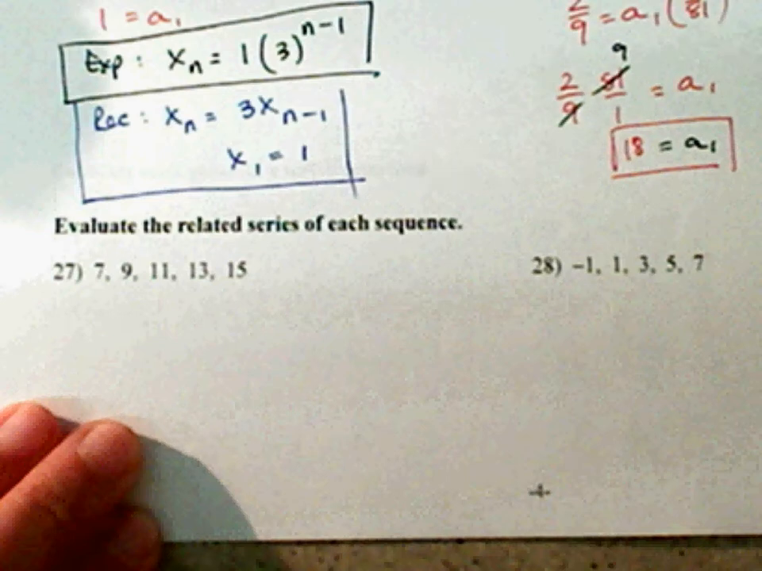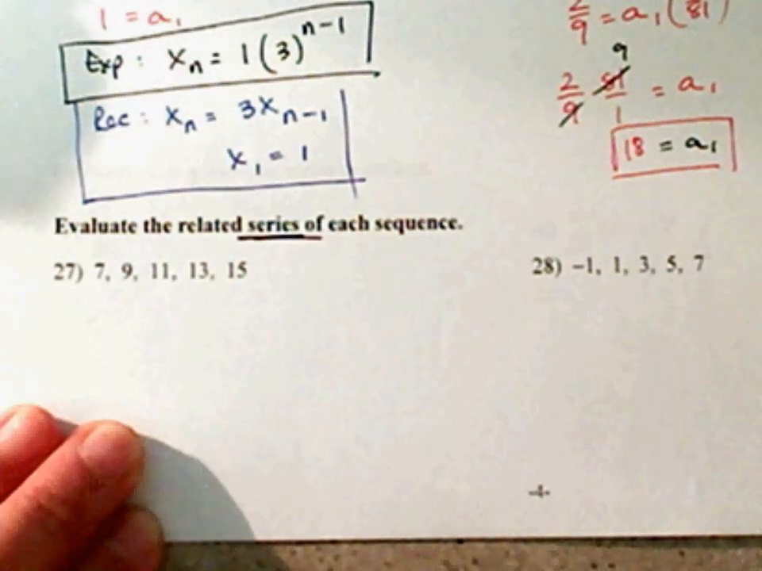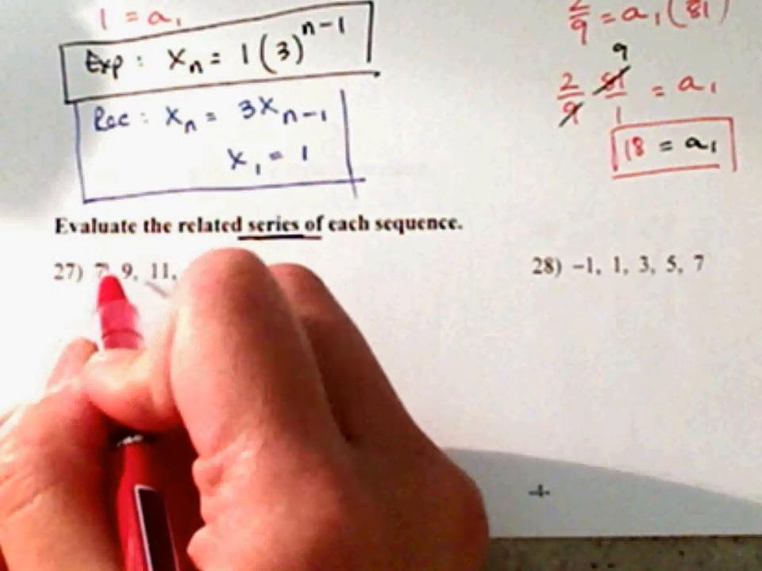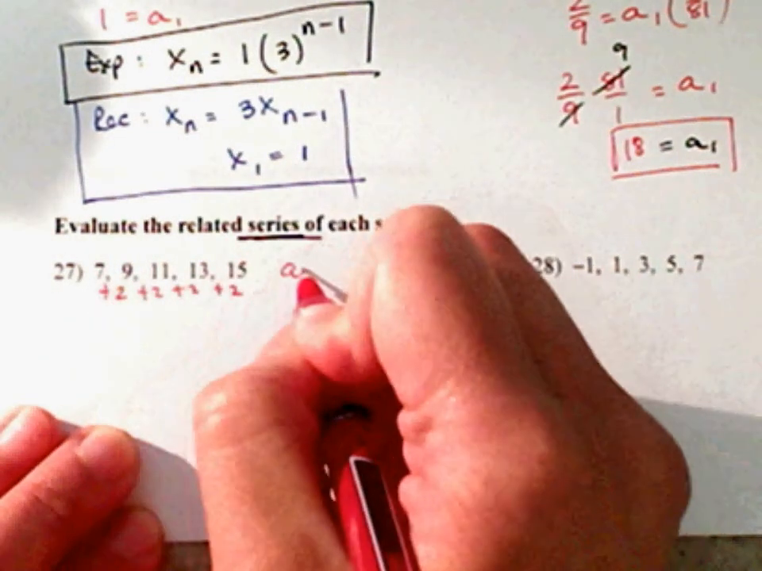27. It says evaluate each series. Now notice it's a series. Make sure you know if it's arithmetic or geometric. Let's take a look. What are you noticing? I'm increasing by 2, so that makes this one an arithmetic series.